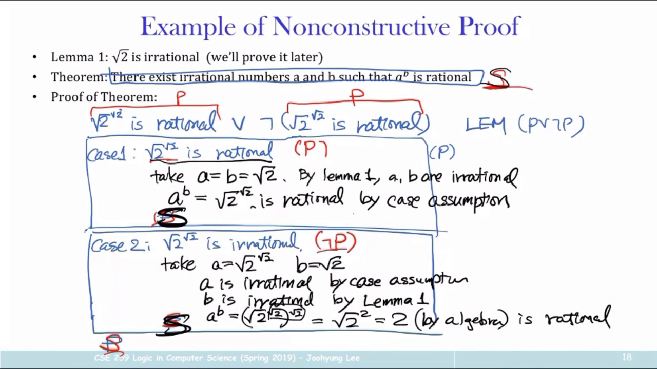Okay? So by the disjunction elimination rule, we don't know whether square root of 2 to the square root of 2 is rational or irrational, but regardless of the case, we can prove the given claim. We are done.